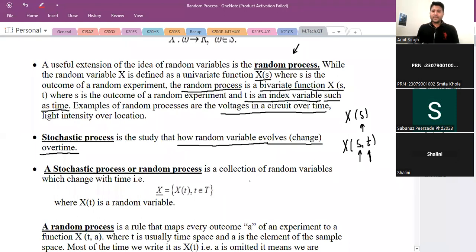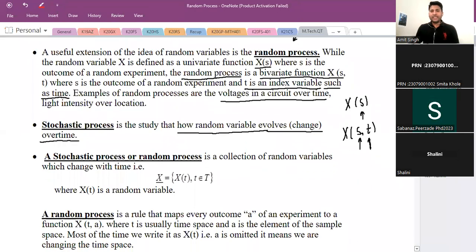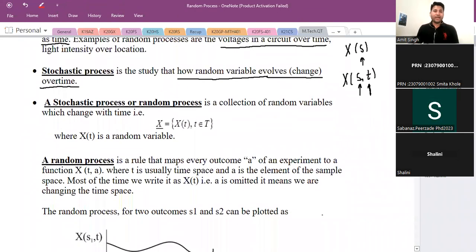Now, like I already discussed with you, it is a bivariate function, but most of the time a random process is denoted as X of t. No problem, we can denote it as X of s comma t also, but most of the time this notation is used. So it means we are fixing the sample space s and varying the time unit t.